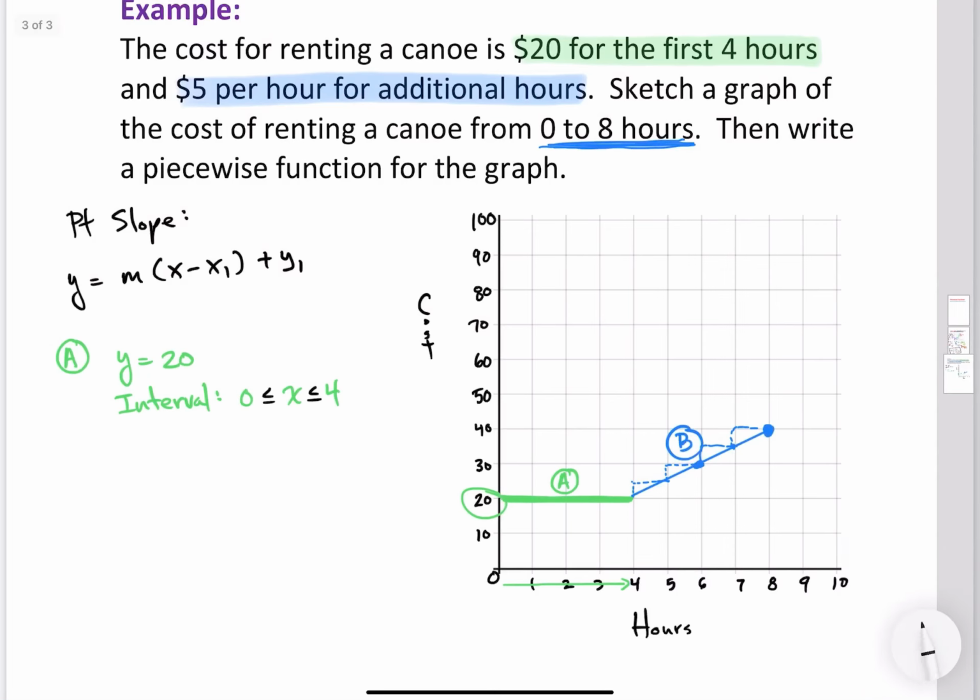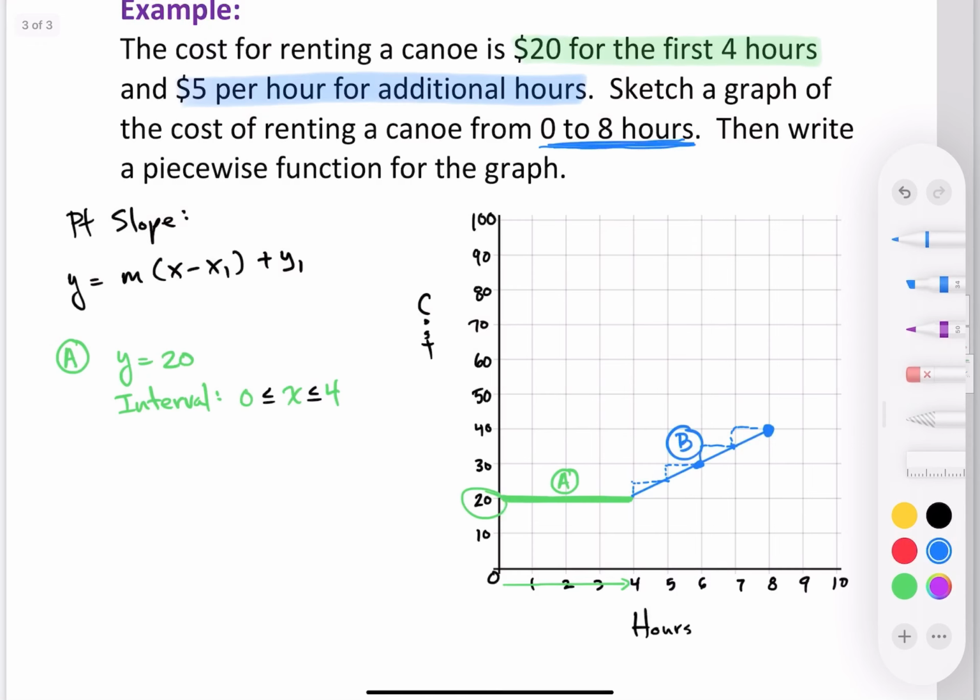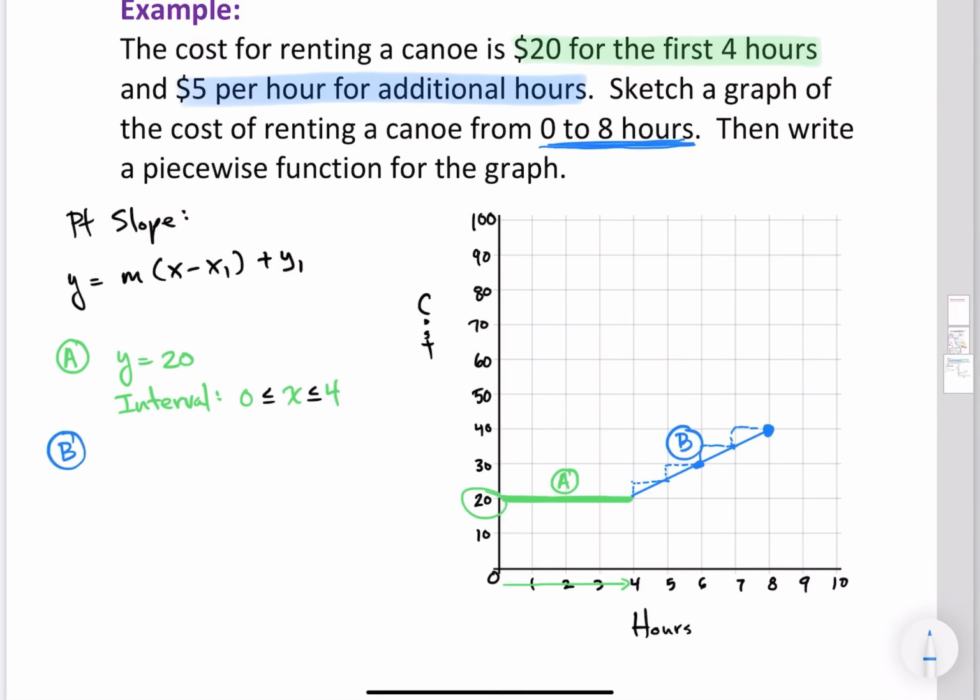Now the second piece, part B, is going to be a different equation. So we need our beginning point, and the beginning point is right over here at 4, 20. And remember to look at our scale. It's not 4, 2, but 4, 20. And then we have our slope. Now remember, we went up $5 for every hour. So that means the slope is $5 for every hour, which is equal to 5. So m is equal to 5.